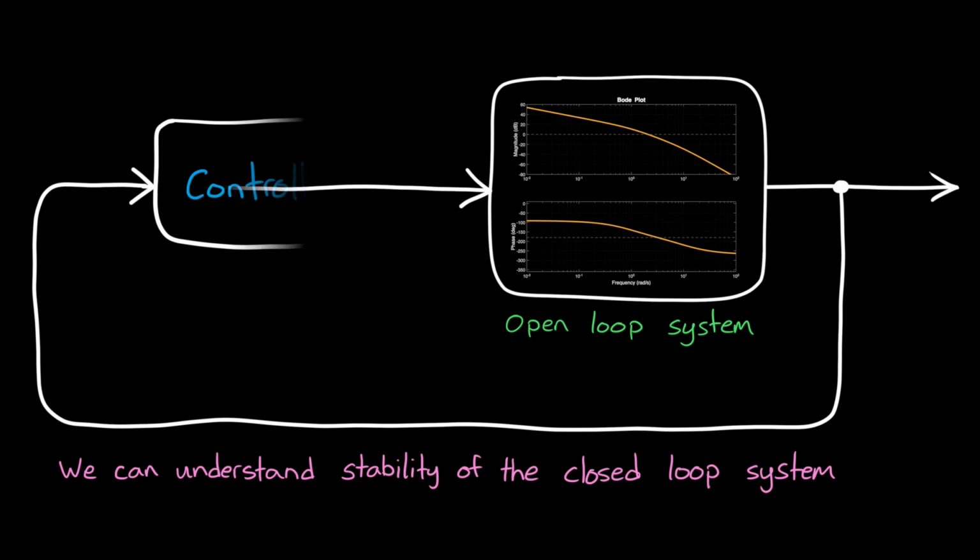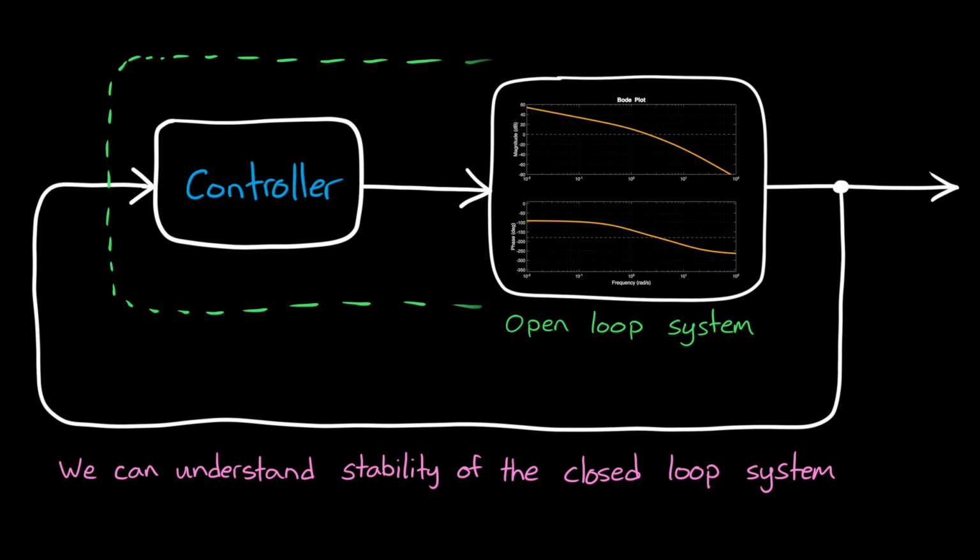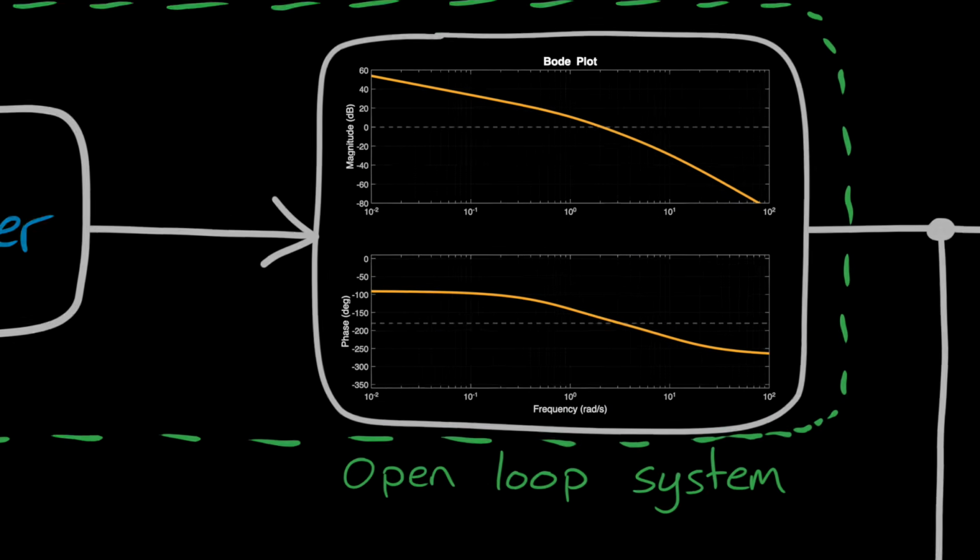And so that means that we can use it to design a closed loop system by adding poles, zeros, and gain to a controller that will shape the response of the open loop system. And typically what we're trying to do with a Bode plot is shape a response that has a certain amount of gain and phase margin.